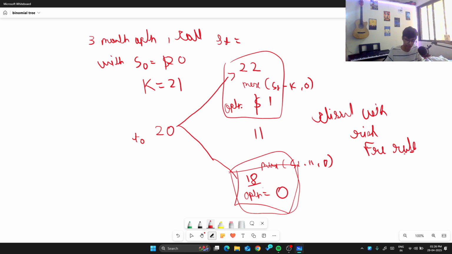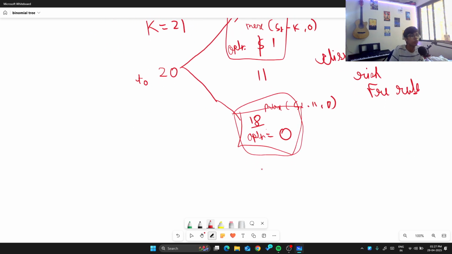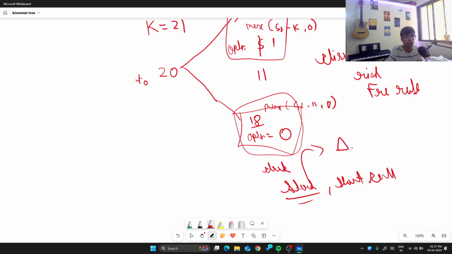So we will set up a portfolio such that our payoff would be equal in both scenarios. Let me tell you how. We will use the concept of delta, the Greeks, right? We will make a portfolio of stock and short call. We will buy the delta amount of stock such that both values will be equal.